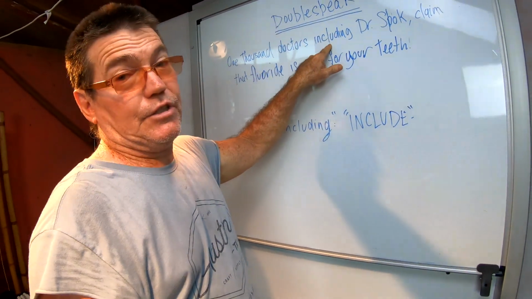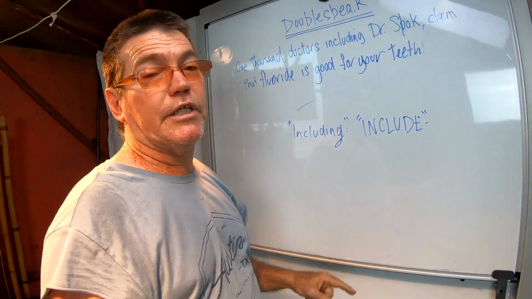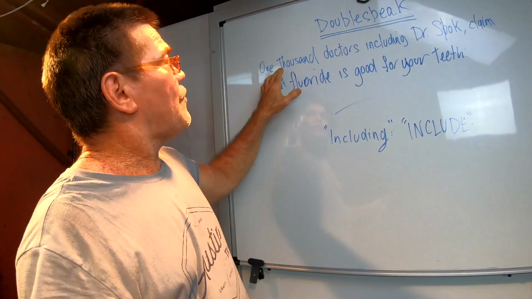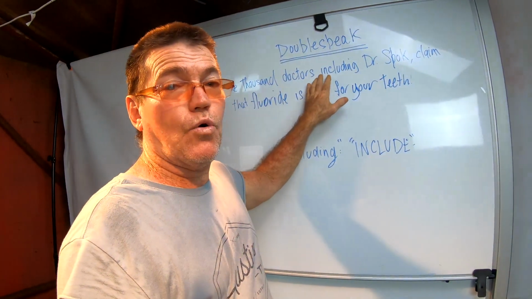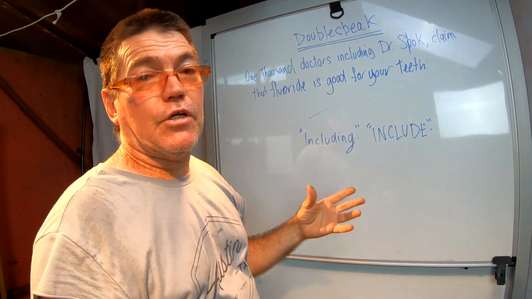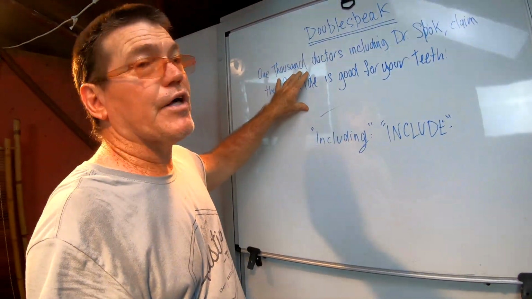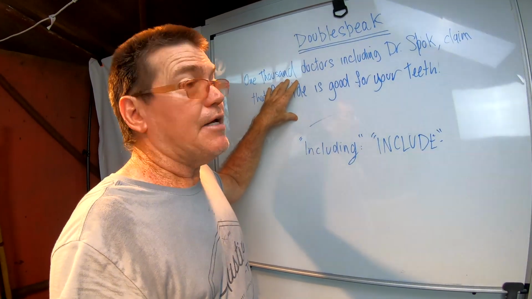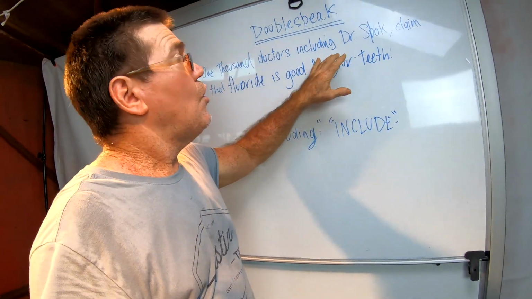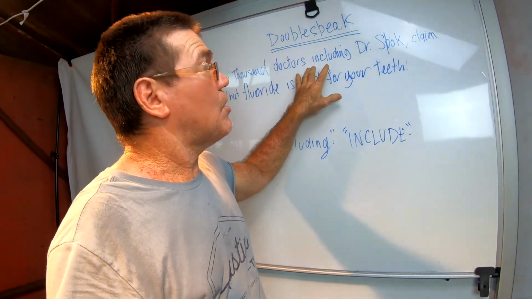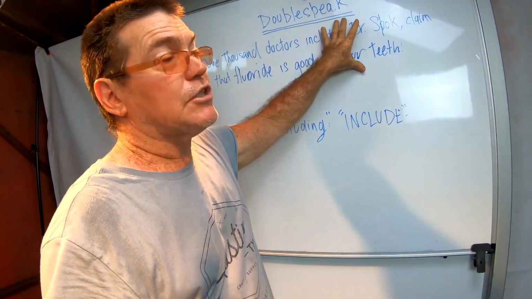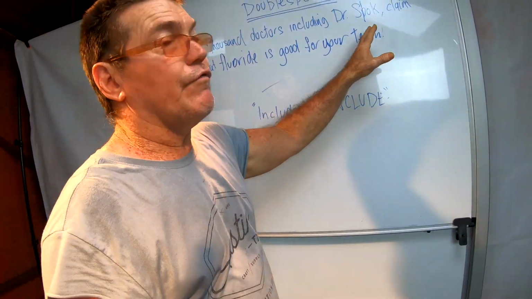Now when you use this word including in Black's Law Dictionary, as long as it's used with 1,000 doctors as well as or also including Dr. Spock, then you can include Dr. Spock and including the 1,000 doctors. But it must be said that 1,000 doctors and including Dr. Spock, or also including Dr. Spock, claim that 1,000 doctors as well as Dr. Spock, have stated that fluoride is good for your teeth.